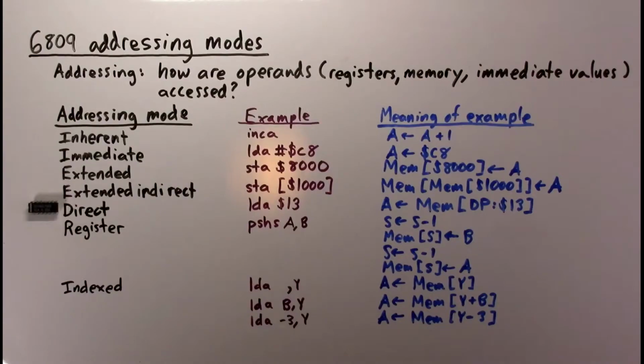The direct addressing mode is like the extended addressing mode, except that only the low 8 bits of the referenced address are encoded in the instruction. The high 8 bits of the referenced address come from the DP register.